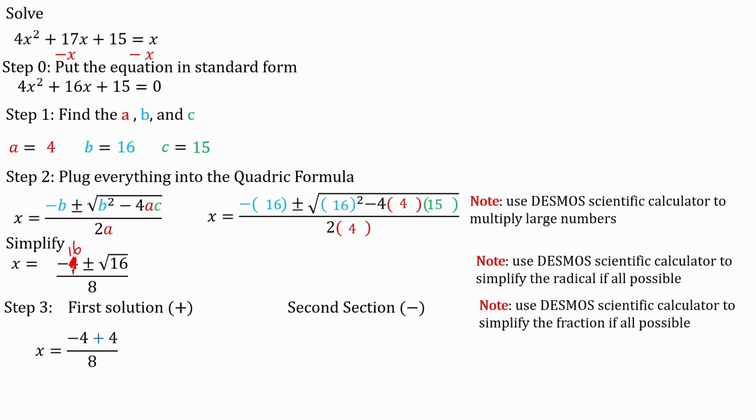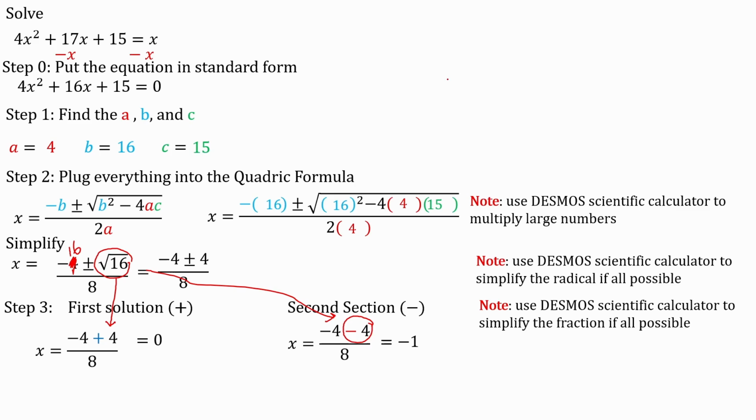Now, this does simplify because if you take the square root of 16, it becomes the number 4. So this becomes a 4, this becomes a 4, and it also becomes a minus 4 right here. So negative 4 plus 4 divided by 8 in the calculator is just 0. And negative 4 minus 4 over 8 in the calculator is negative 1. So there you go. There's always two solutions, and make sure you try to simplify the square root.